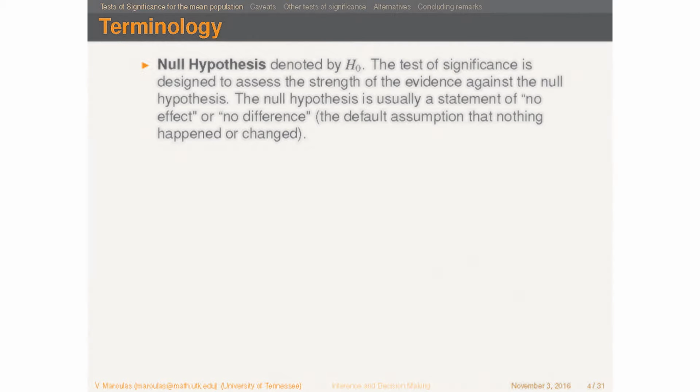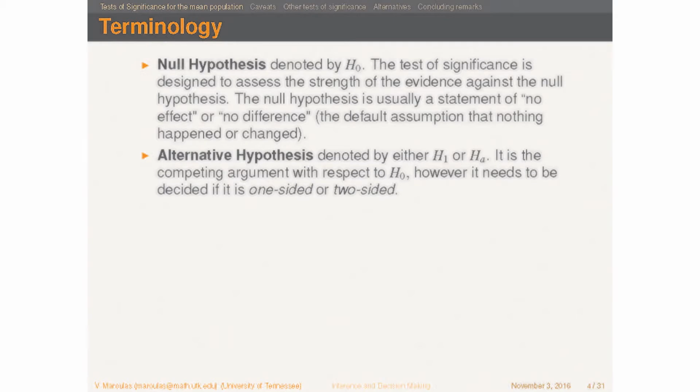So this slide will be the densest out of all of them, but let's throw all the terminology so we can be done with that. So first of all is the null hypothesis, as everybody knows here, which we will denote within this talk by H-naught, okay? And the test of significance is basically designed so that you assess the strength of evidence against the null hypothesis, all right? And the null hypothesis is usually a statement of no effect or no difference, okay? So basically the default assumption is that nothing happened or nothing changed.